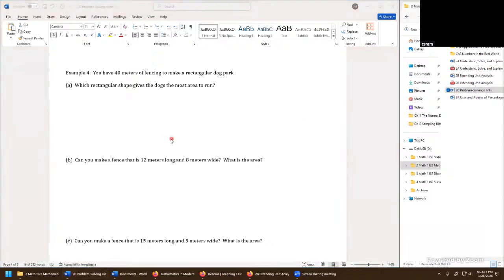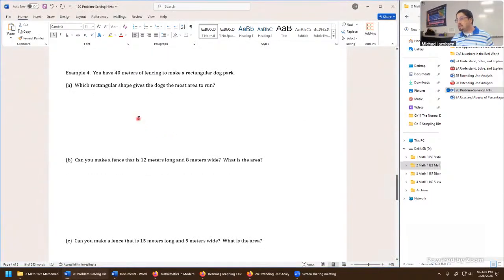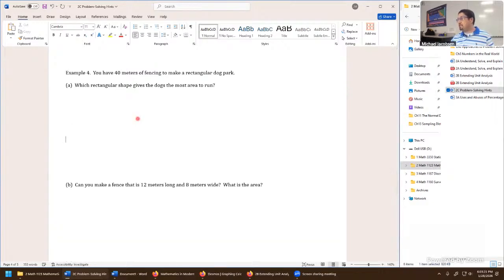Sorry, looks like an open mic. On the current one, here's the new situation. Imagine you have 40 meters of fencing and you're going to make a dog park. Let's hide part B for the moment. It's going to be rectangular, and we want to know which rectangular shape will give the dogs the most area to run.